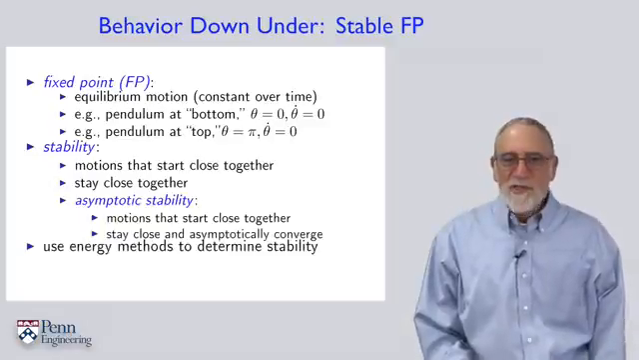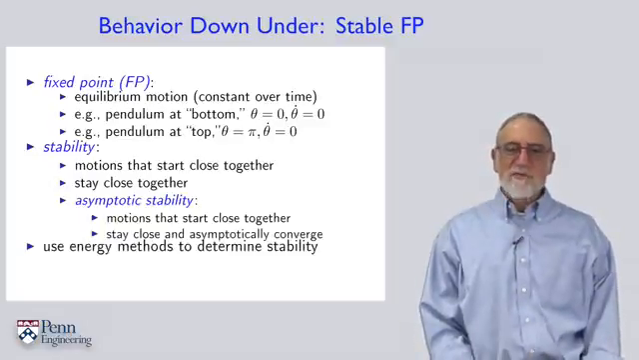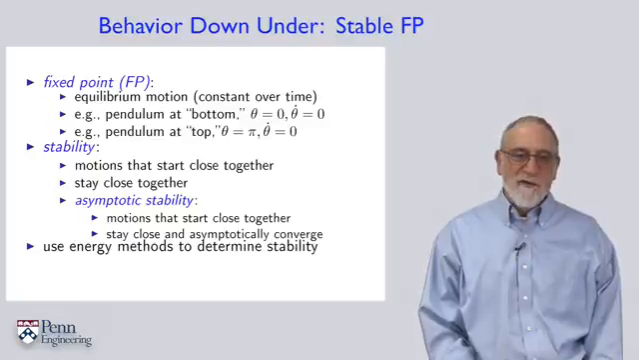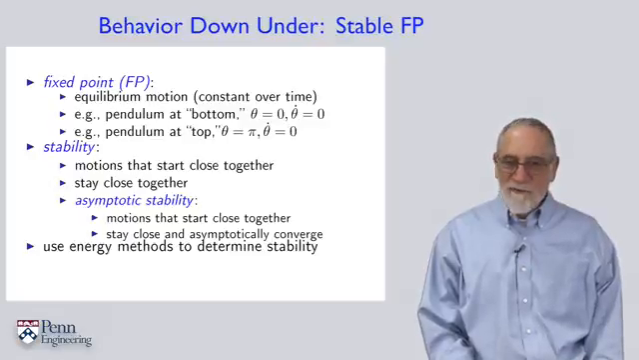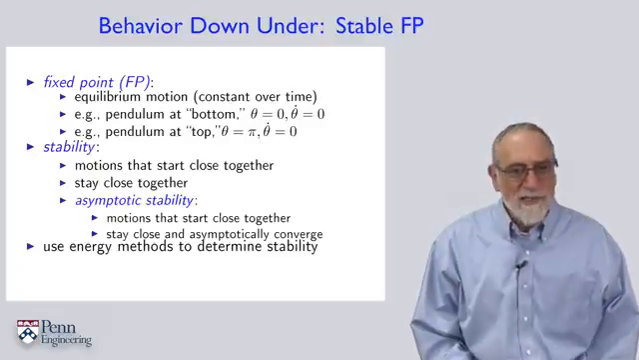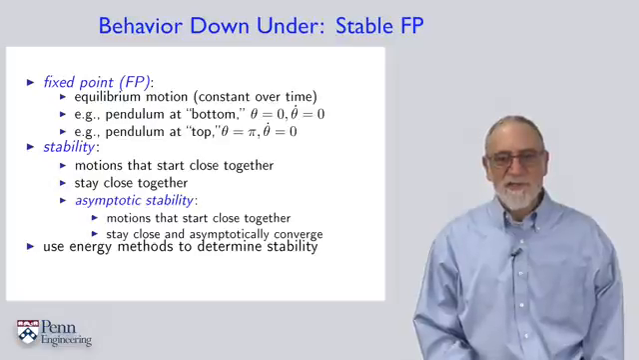You know intuitively that this is just what's going to happen to the damped pendulum. You know that if you knock it a little bit off its bottom fixed point, that it'll oscillate a little bit and settle down to the 0, 0, 0 energy state. We would like to use energy methods to show that this is true mathematically.